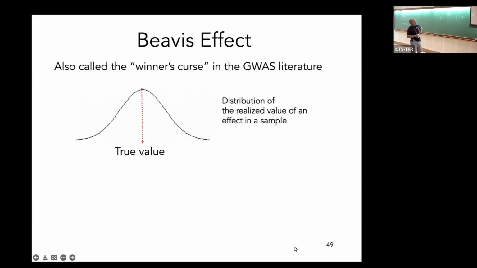So where do these Beavis effects come from? Well, in epidemiology, this is called the winner's curse. GWAS has used that as well. I grew up in the Beavis and Butthead days, so I like the Beavis effect here. So here's the idea. Here is your true value, and this is a distribution of realizations for marker trait effects if you run that program again and again and again.